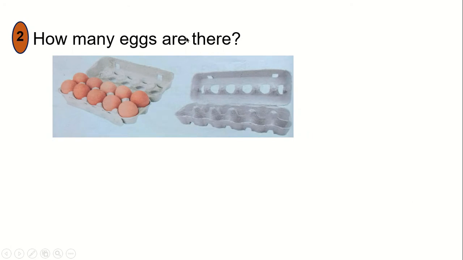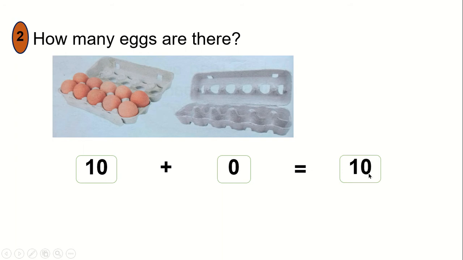How many eggs are there? Look, we have got how many eggs here? 1, 2, 3, 4, 5, 6, 7, 8, 9, 10. But here we do not have any eggs. So we have got 10 plus 0 equals, remember, when we add 0 to any number, we remain with that number. So our answer is 10. 10 plus 0 equals 10.